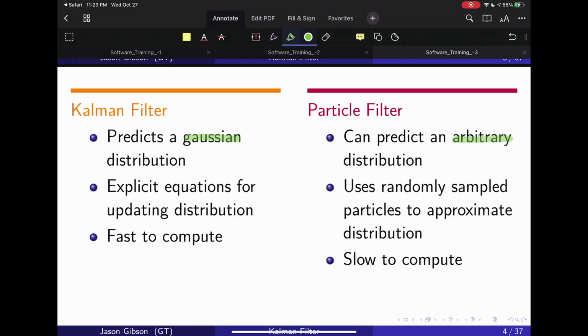So the nice thing about Kalman filters is, unlike particle filters that use randomly sampled particles, Kalman filters have explicit equations for updating the distribution. So we're going to have some Gaussian distribution, which is characterized by a mean and a variance. And what we're going to do is have equations that explicitly update that mean and variance based on our sensor readings. Since we're using explicit equations, these are going to be really fast to compute, unlike a particle filter, which is rather slow because you have to go through all of the particles. Here we just have to solve a couple matrix multiplications.